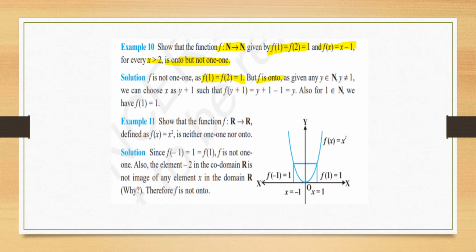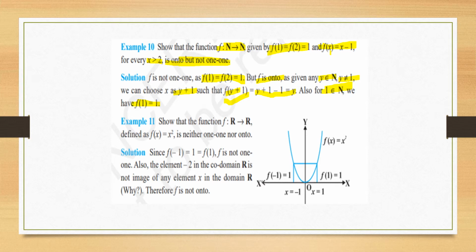Why? Given y belonging to N, y not equal to 1, we can choose x as y plus 1. So when we put y plus 1 in place of x, f(y+1) will be y plus 1 minus 1, which is equal to y. That means f(x) equal to y. Also, for 1 belonging to N, we have f(1) equal to 1. So this function is onto but not 1-1.